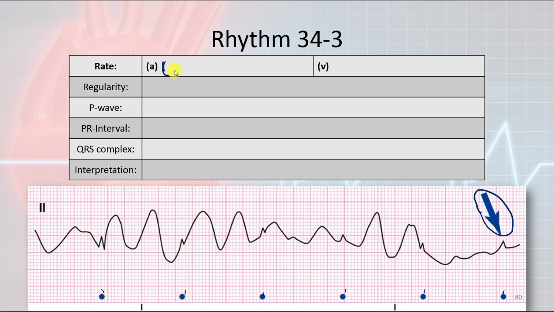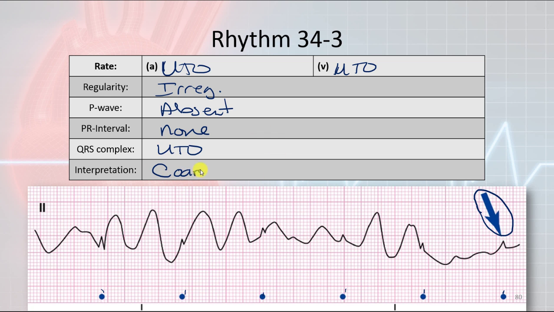So the atrial rate is unable to obtain. The ventricular rate is unable to obtain. Regularity is going to be irregular. P waves are absent. PR interval, absent or none. Either one is fine. QRS complex, well, we can't get a solid QRS in there. Interpretation, this would also be coarse VFib.